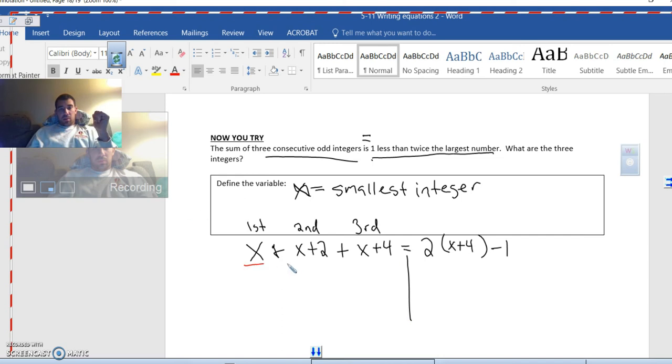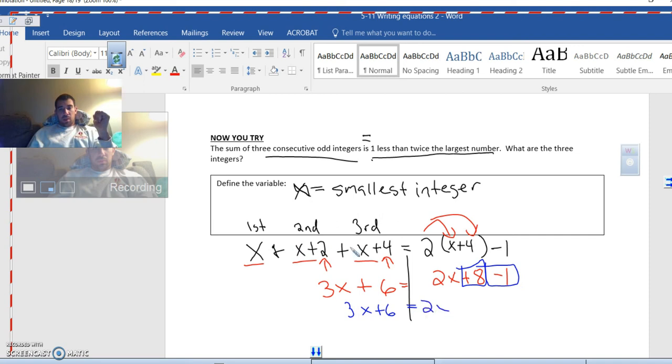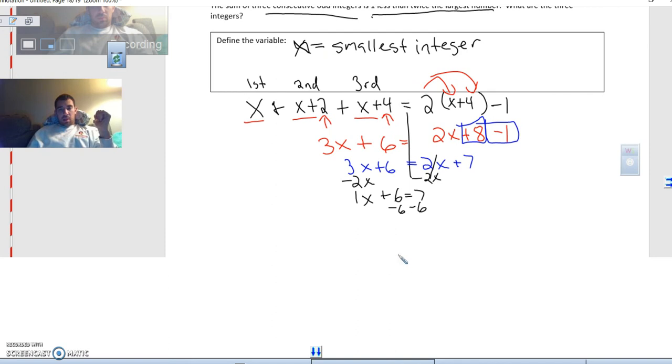Combine like terms, we get 3x. Combine constants, we get 6. Distribute: 2x plus 8 minus 1. Combine, we get 7. So 3x plus 6 equals 2x plus 7. Variable to one side, so I'm going to subtract 2x from both sides. I get 1x plus 6 equals 7. Subtract 6, subtract 6. I get 1x equals 1. Divide by 1 if you really want to, and you'll see that x equals 1.